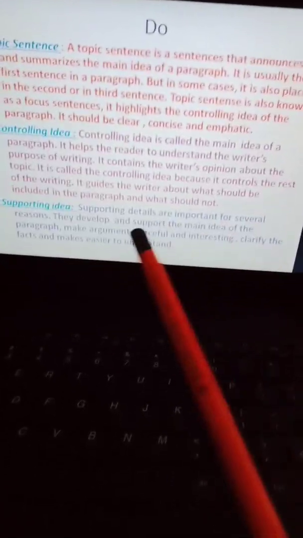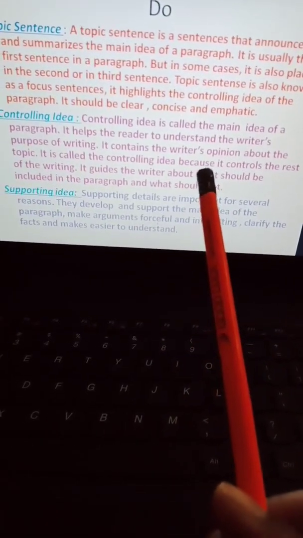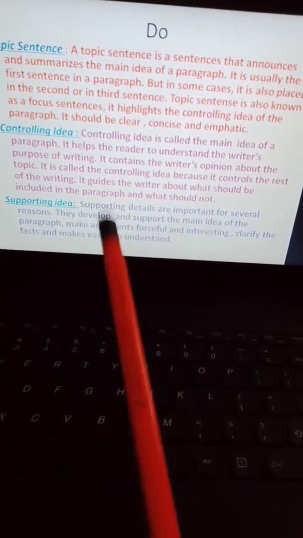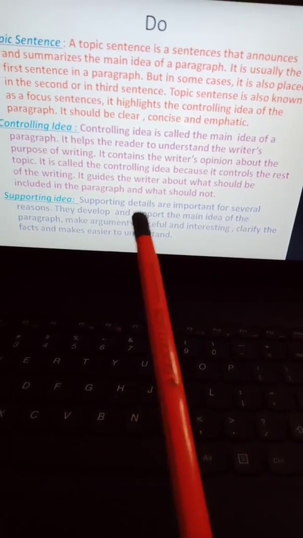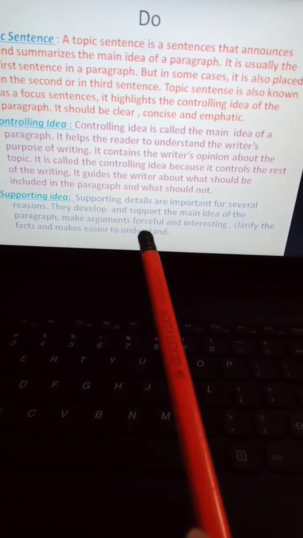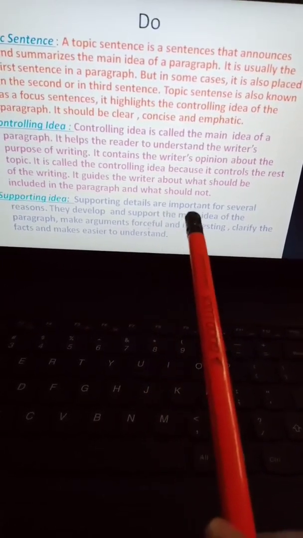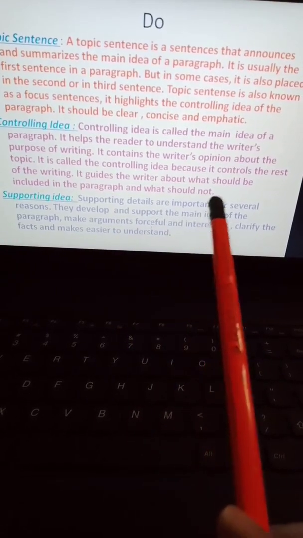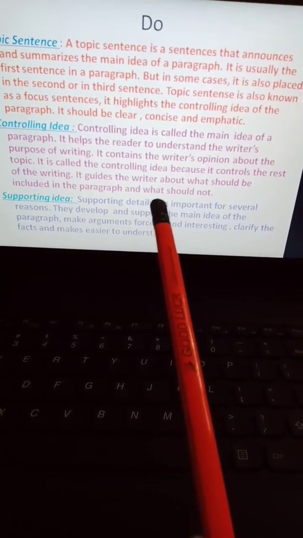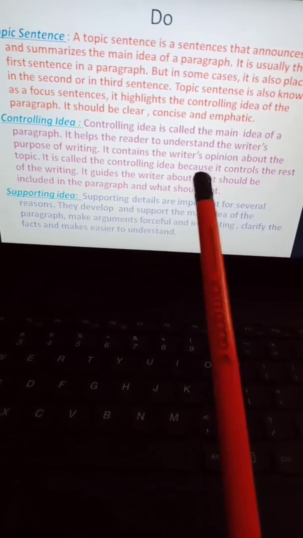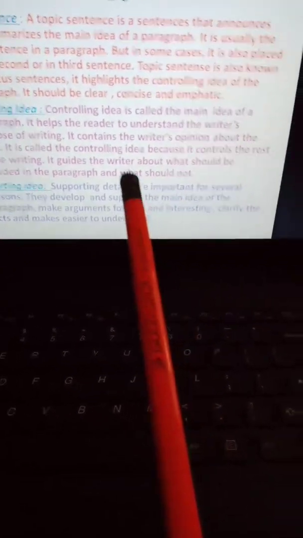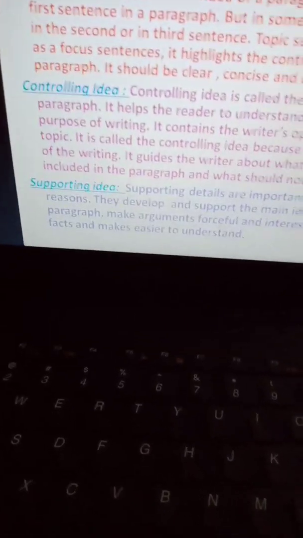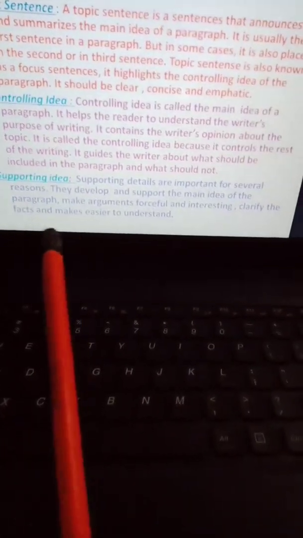The next one is controlling idea. Controlling idea is called the main idea of a paragraph. It helps the reader to understand the writer's purpose of writing. It contains the writer's opinion about the topic. It is called the controlling idea because it controls the rest of the writing. It guides the writer about what should be included in the paragraph and what should not. So controlling idea is the main idea. It controls the whole paragraph. Okay. The next one is supporting idea.